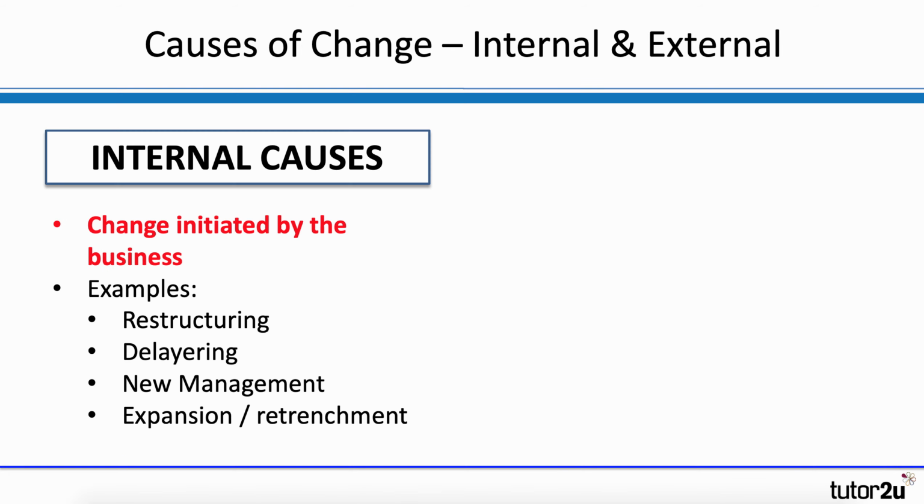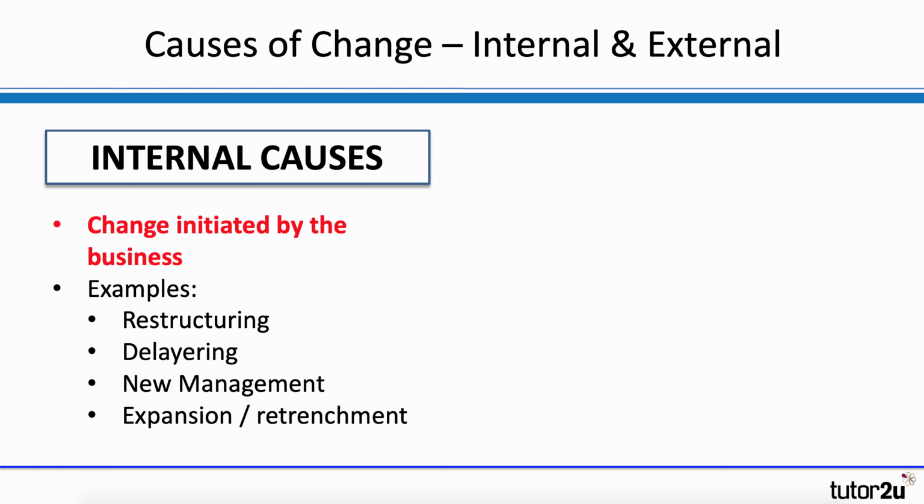And as you might imagine, internal causes are those that are change caused or initiated by decisions taken within the business. And there are loads of those out there. Typically, when new management come into a business, you'll often see change initiated. So a cause of change might be a decision to delayer, to restructure, to expand into a new market, or to come out of a new market. All good examples of internal causes of change.